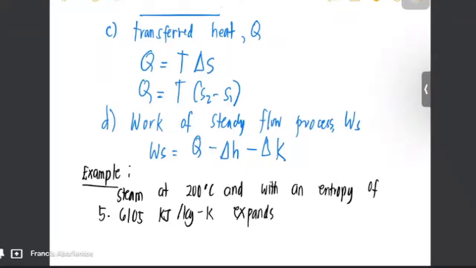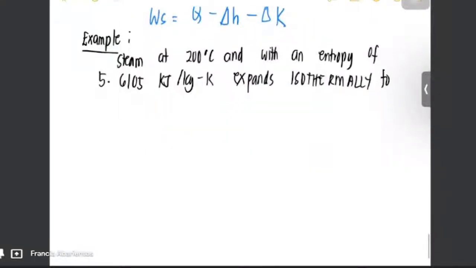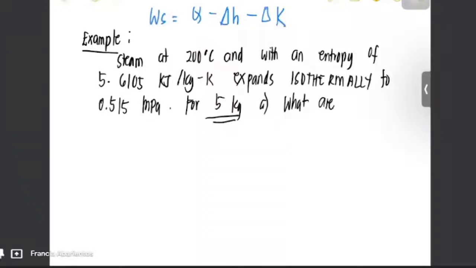Expands isothermally to 0.515 MPa, for 5 kilograms. So, we are given a mass. The question is, what are the change in S, the change in H, and the change in internal energy? We also need to determine the heat and the work.